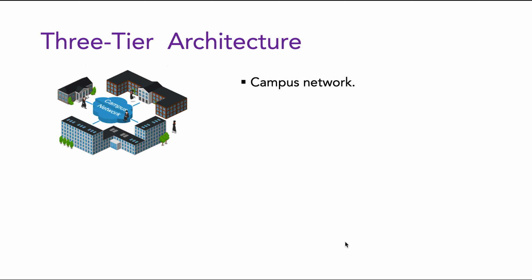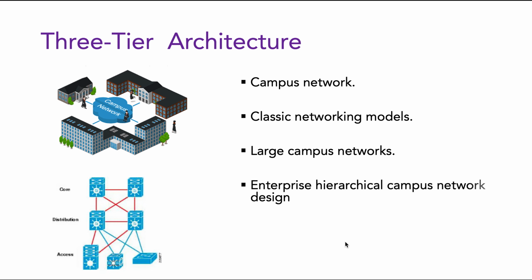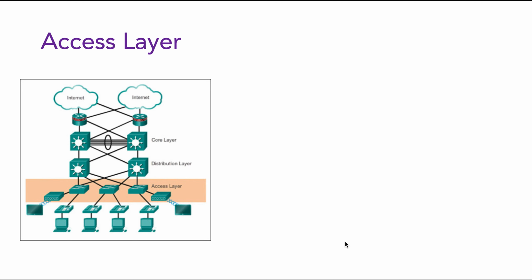This design model is more suitable for a large campus network. It is one of the oldest and classic networking models. It can be used in large campus networks where you will have multiple distribution layers and buildings that need to be interconnected. As the name suggests, a typical enterprise hierarchical campus network design includes the following three layers: core layer, distribution layer, and access layer. Let's have a brief overview of each of these layers, starting with the access layer.